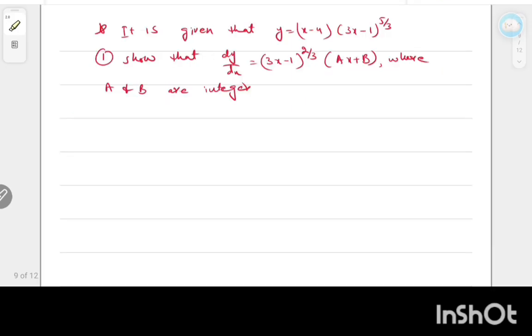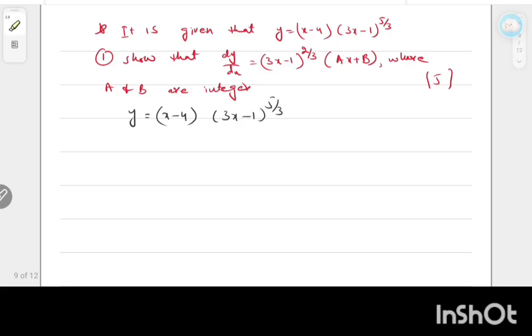Okay, dear students, we have a next question. This is an exam question, a 5 marks question paper. It is given that y equals (x − 4)(3x − 1)^(5/3). Show that dy/dx equals (3x − 1)^(2/3)(ax + b), where a and b are integers. Okay, here our function is y equals (x − 4) and (3x − 1)^(5/3).